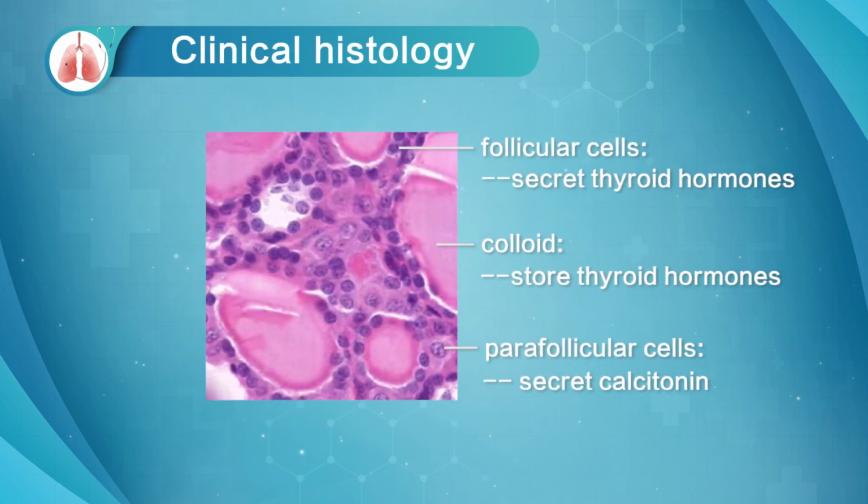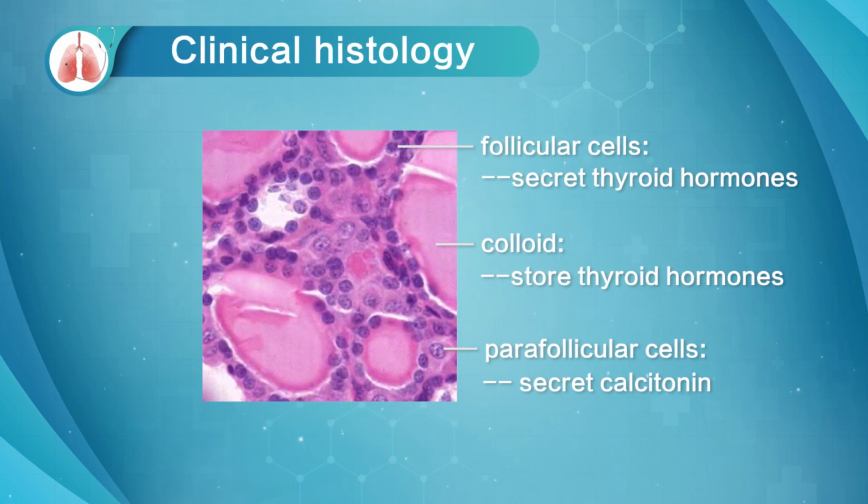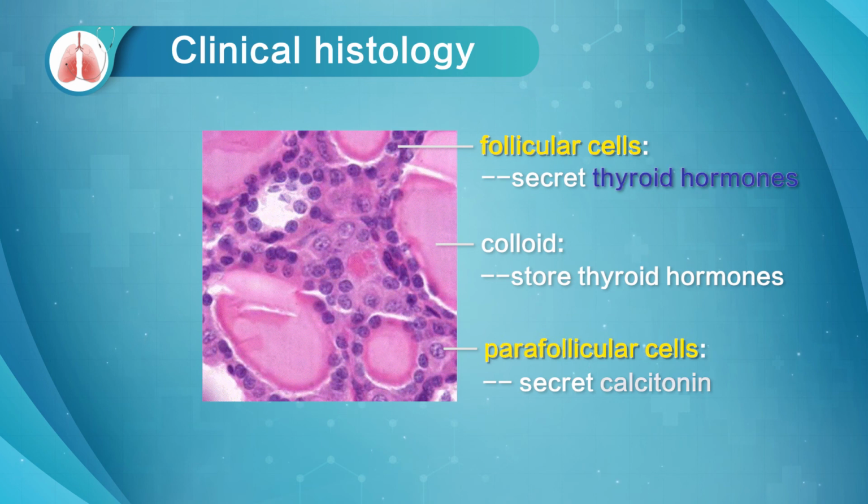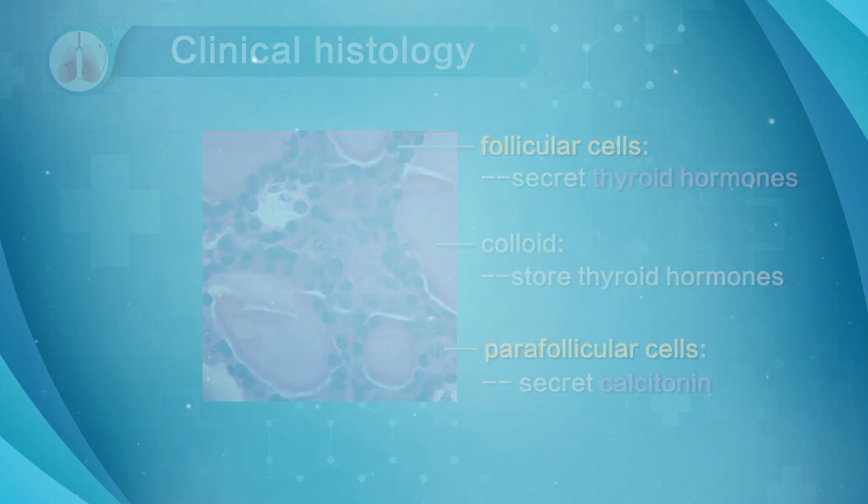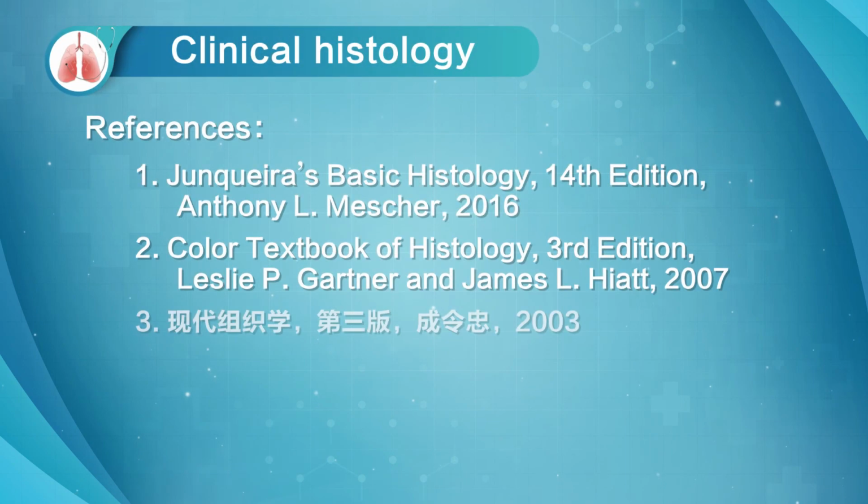In summary, there are mainly two kinds of endocrine cells in the thyroid: follicular cells and parafollicular cells. They produce thyroid hormones and calcitonin, involved in the regulation of metabolism and the nervous system, and the control of blood calcium level, respectively. I hope you can apply this basic information to explain the mechanism of thyroid disorders. Here are the references for this session.